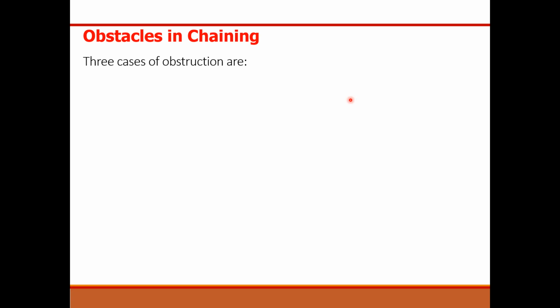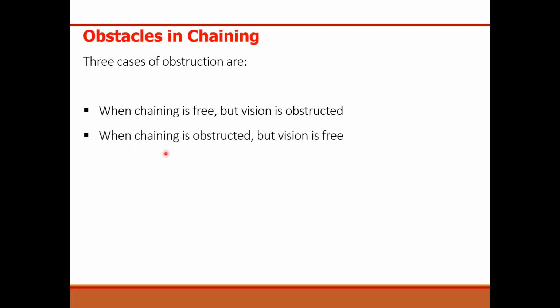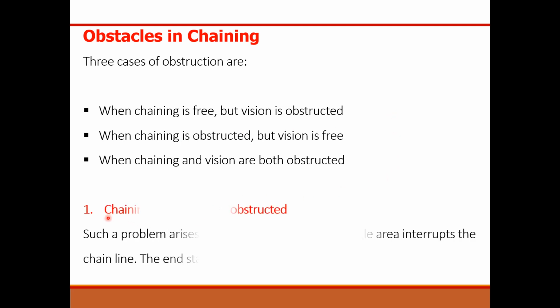Now there can be some obstacles during the chaining or taping process. There can be three cases of obstruction. First case is when chaining is free but vision is obstructed. Second case, when the chaining is obstructed but vision is free. Third case is when chaining and vision both are obstructed. We shall discuss all these three cases one by one.